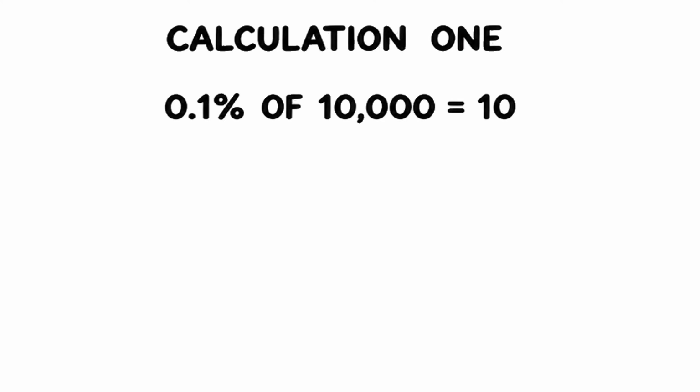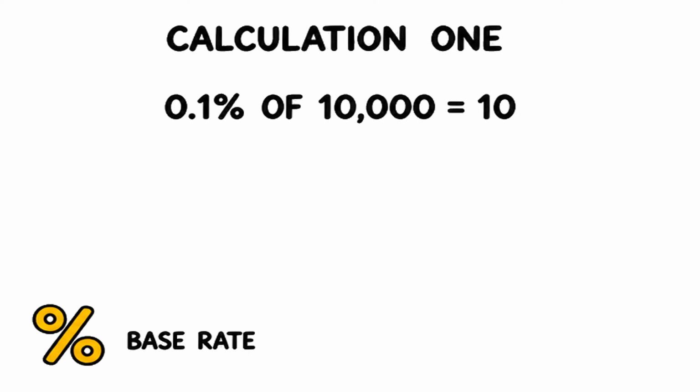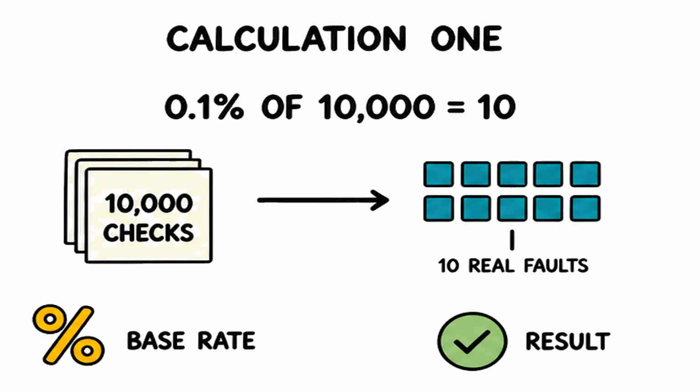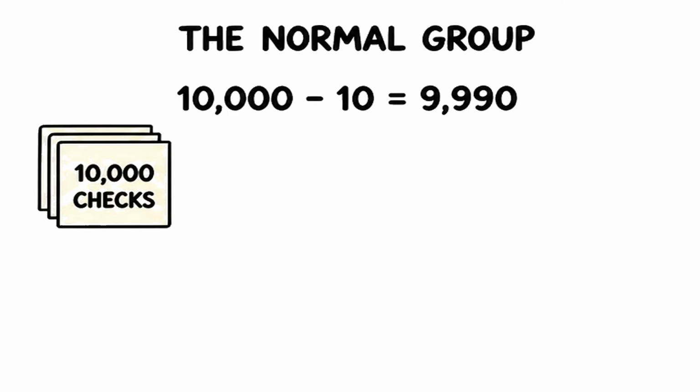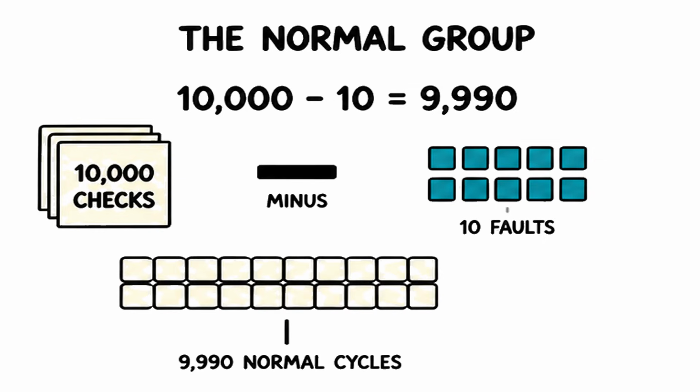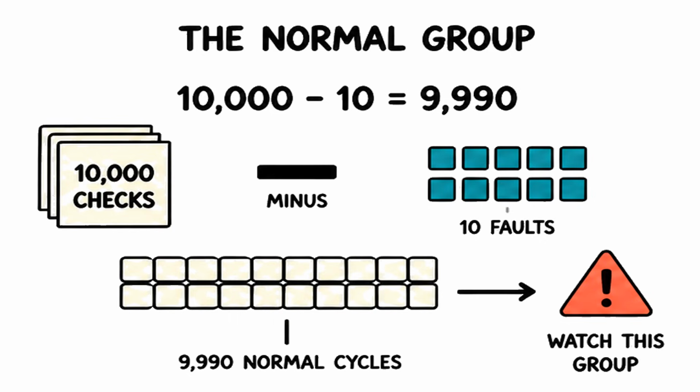Now, the first calculation. 0.1% of 10,000 equals 10 real faults. Out of 10,000 cycles, only 10 actually contain a genuine problem. The other cycles are normal. Next, the normal group. 10,000 minus 10 equals 9,990 normal checks. This large group is where a small error rate can quietly produce a lot of false alarms.